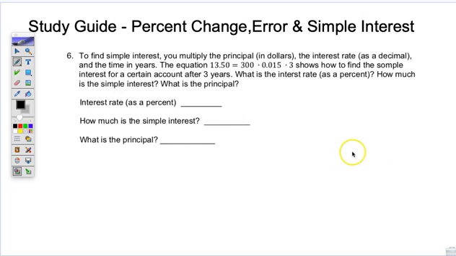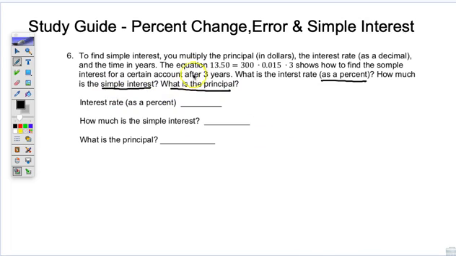To find simple interest, you multiply the principal in dollars, the interest rate as a decimal, and the time in years. The equation 13.50 equals 300 times 0.015 times 3 shows how to find the simple interest for a certain account after 3 years. What is the interest rate as a percent? How much is the simple interest? And what is the principal?